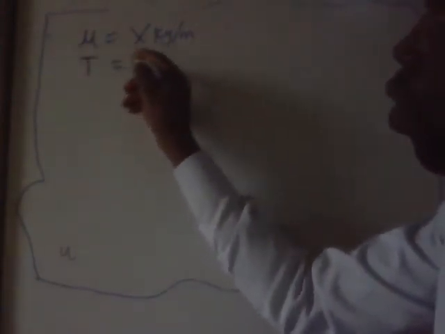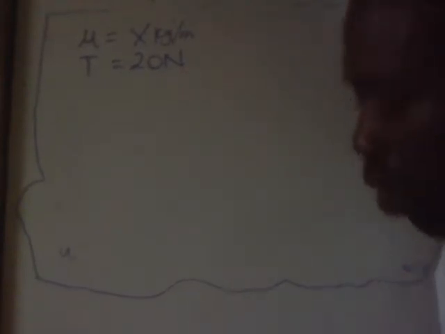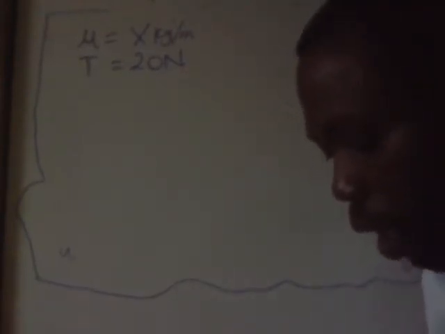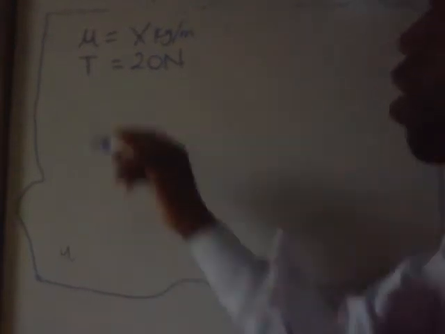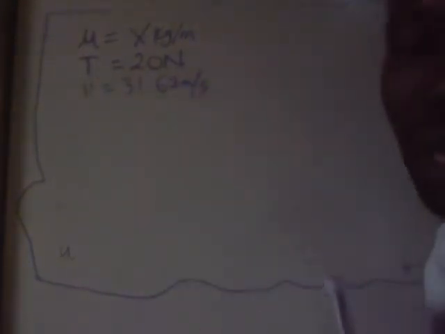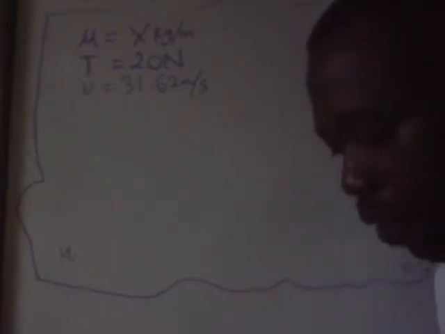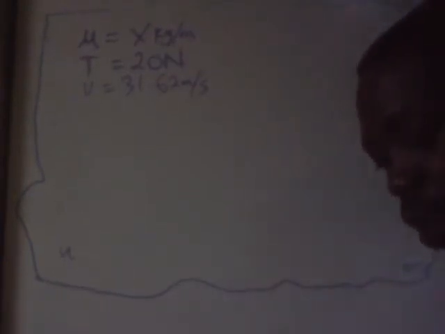The string is under a tension of 20 newtons. Tension is capital letter T, that's 20 newtons. If the speed of the wave formed is 31.62 meters per second, so letter V is 31.62 meters per second. That's the speed given. What is the value of x? So we're looking for x.